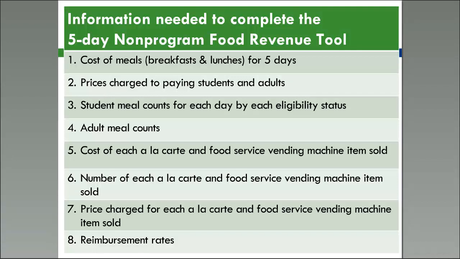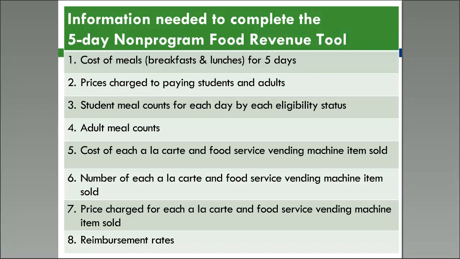The next is you'll need to get the prices charged for your students and the adults. Then you'll also need the student meal counts for 5 days by eligibility status, so how many free, reduced, and paid ate each meal each day. Then you'll need your adult meal counts, how many adults ate breakfast and lunch each day.